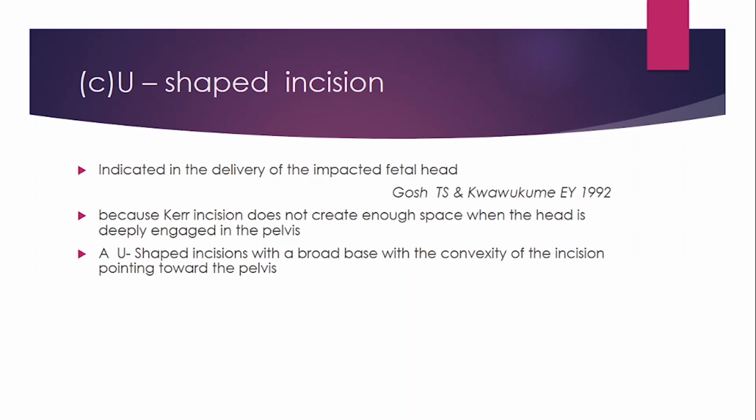So U-shaped incision is indicated when there's impacted fetal head. And this is because the popular one, the common one, the Kerr incision, does not create enough space when the head is deeply engaged in the pelvis. And of course, a U-shaped incision with a broad base, with a convexity of the incision pointing upwards toward the pelvis, will be a better alternative.